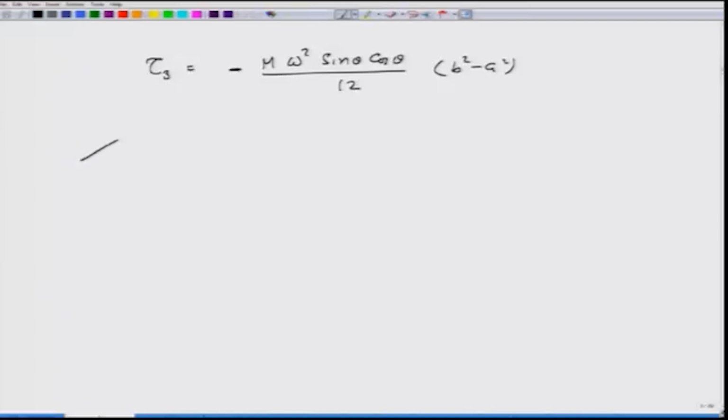So, let us make this again and interpret the result. This is the rectangle, it is rotating like this. This is the direction of omega.